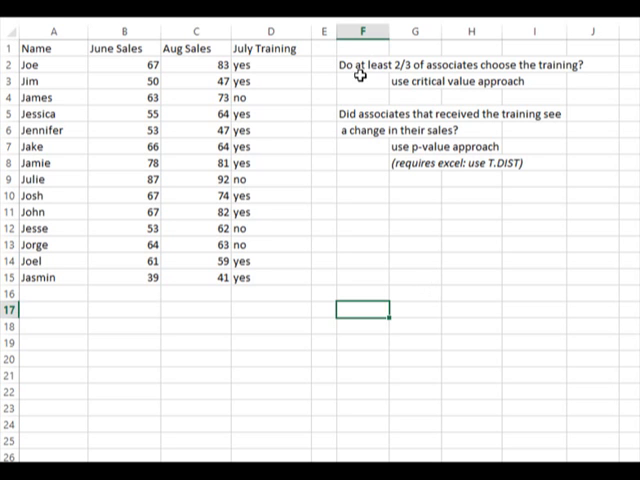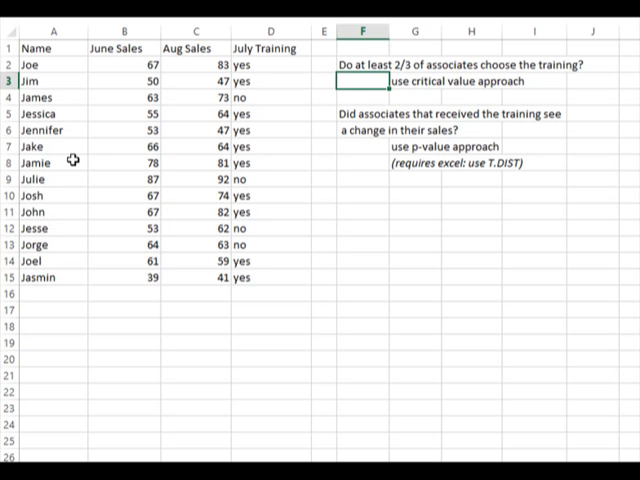So I propose we look at the July training variable, and because this is qualitative, we can only do proportions tests. We might ask, do at least 2/3 or 66.7% of our sales associates choose the training? Note there that our population is going to be all associates, and we only have information for apparently associates whose first names start with J.